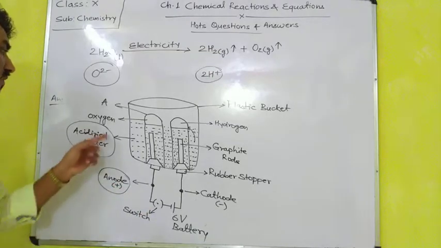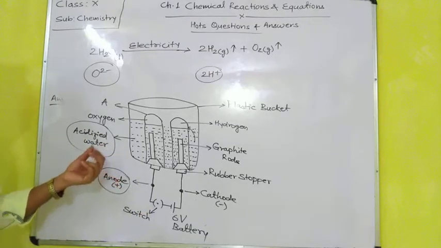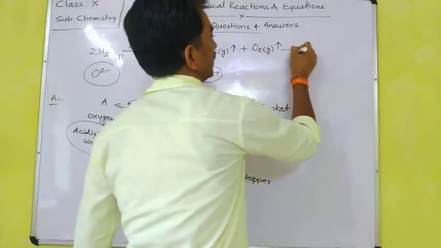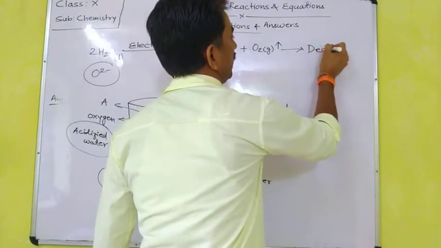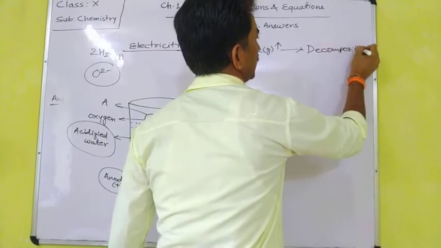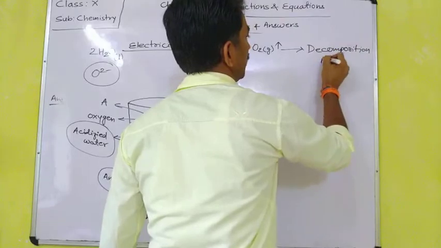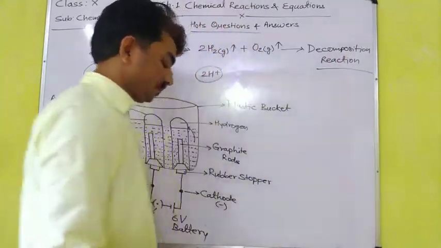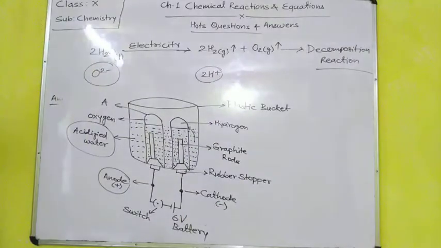Okay, if acid is present in the water, it can easily break down, and this reaction is known as a decomposition reaction. It is one of the examples of decomposition reaction that I have already taught in the previous lecture: a decomposition reaction which proceeds by electricity. Okay, so this is the first question. Now the second question, I think you have got this.